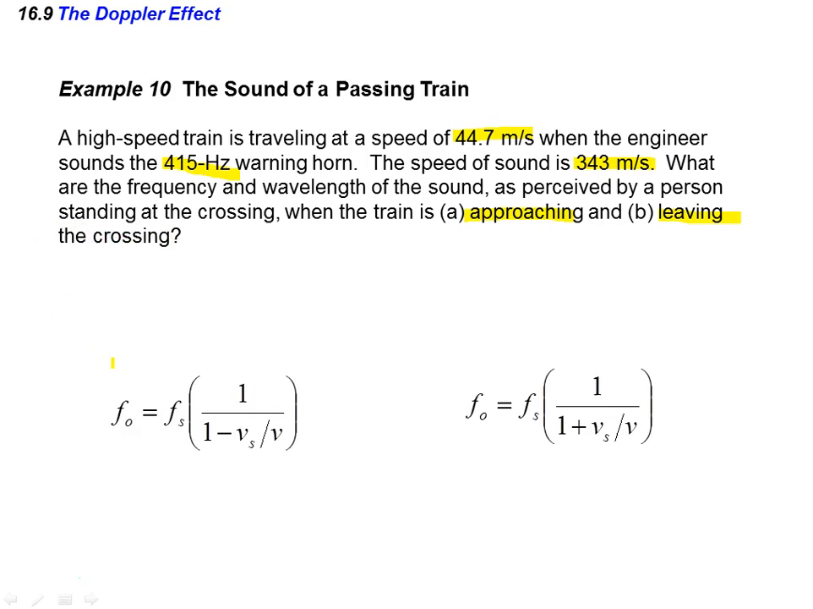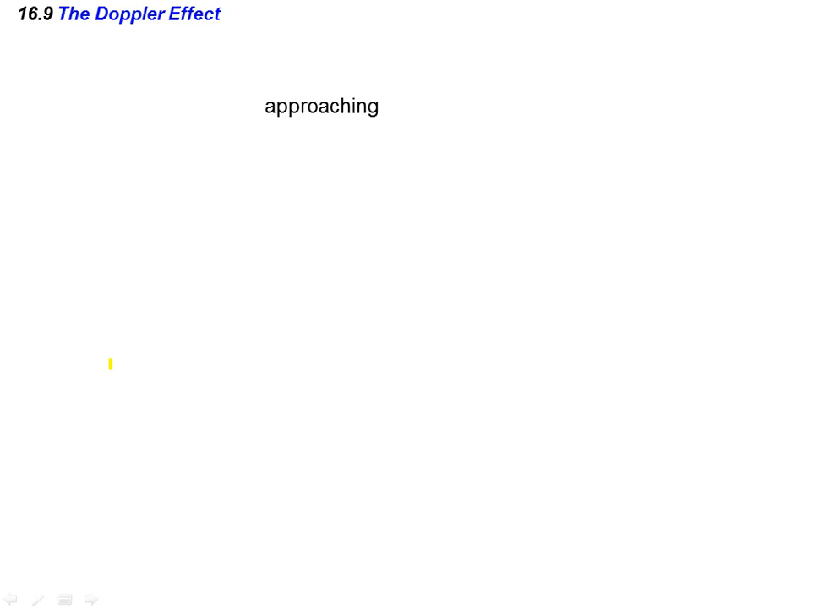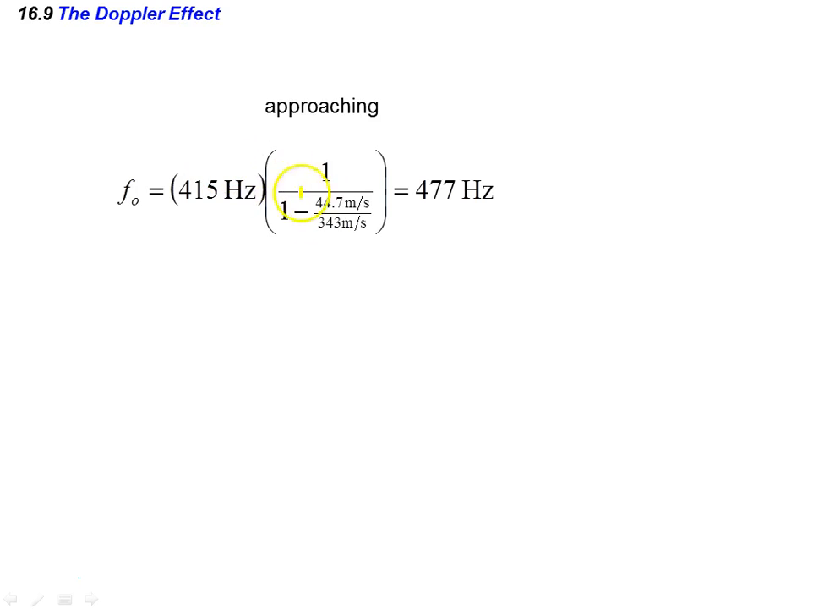So we're going to use both of these equations here in the approaching and leaving, where we see an increase in frequency and a decrease in frequency. And so for the approaching, we use the first equation and we put in the 415 hertz here for the frequency of the source, and then the speed of the source divided by the speed of sound. We take that ratio away from 1 and then reciprocate it, and we get 477 hertz. Now, as it's approaching, we would expect it to be higher. 477 is higher than 415. Okay, we did this correctly. We used the correct formula.